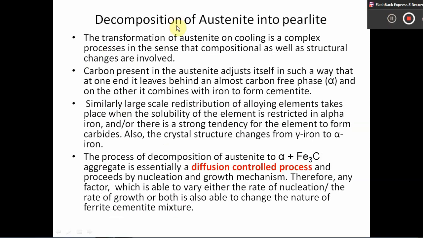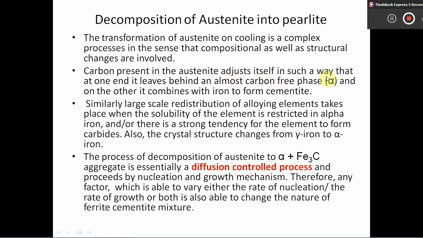So this transformation of austenite into pearlite takes place because of decomposition of phases. The transformation of austenite upon very slow cooling is a complex process in the sense that compositional as well as structural changes are involved. Carbon present in austenite is a maximum of 2%. It increases to 2% from 0.8% as temperature increases.